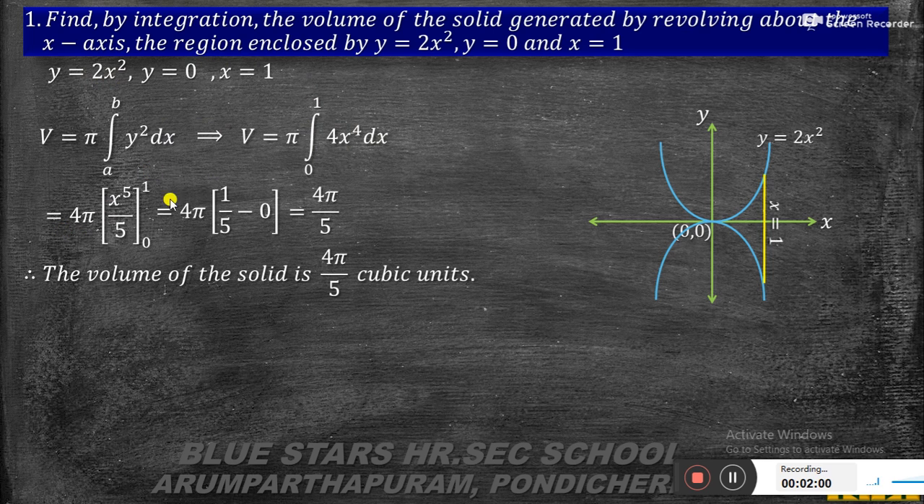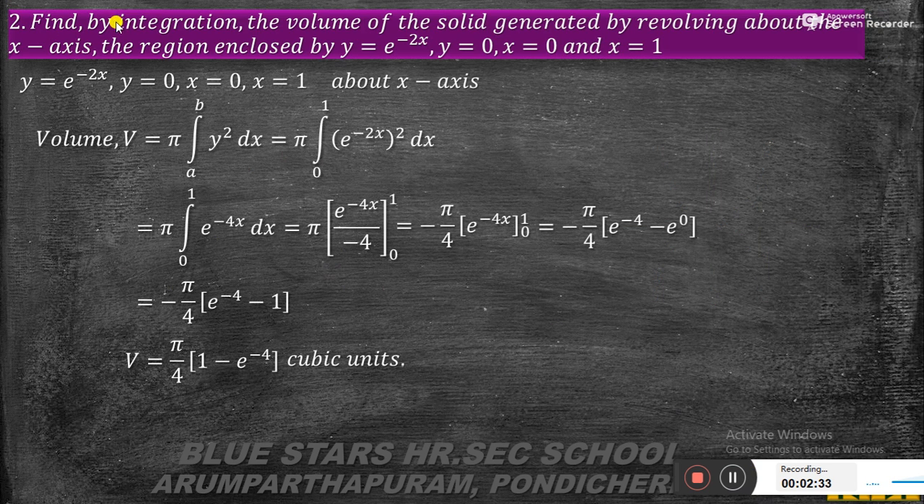So the next step, I take the 4 outside, so 4 pi into the integral of x power 4. Integration of x power 4 is x power 5 by 5, with limits 0 to 1. So 4 pi into, substituting the upper limit 1 by 5 minus the lower limit 0, we get 4 pi by 5. Therefore the volume of the solid is 4 pi by 5 cubic units.